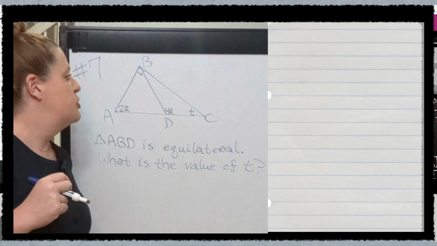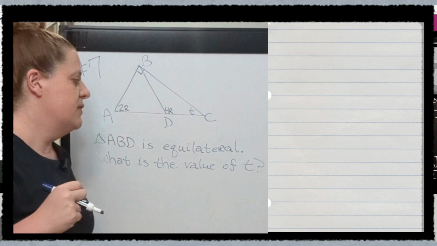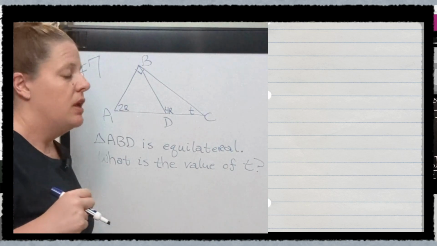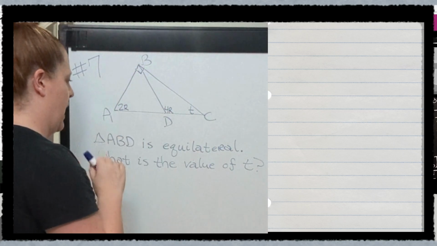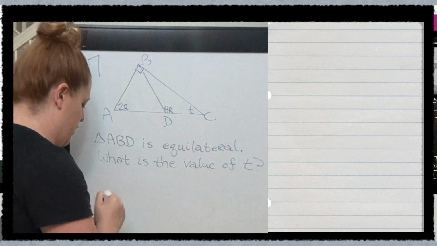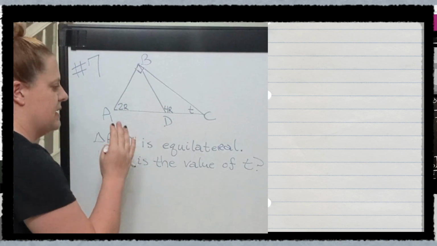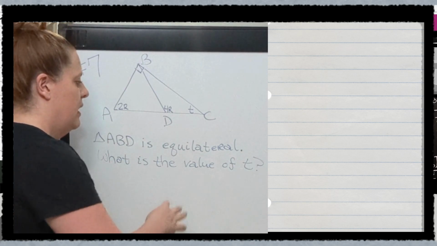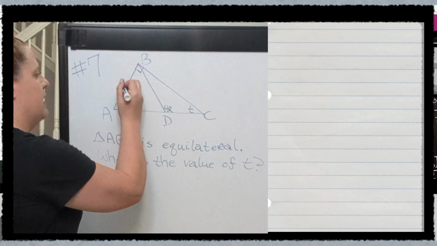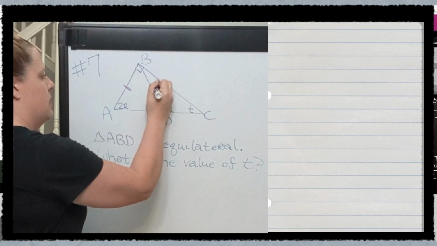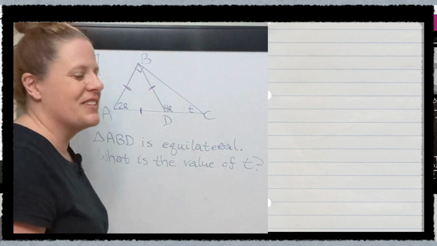Number 7, triangle ABD is equilateral. What is the value of t? So let's look up at our triangle. ABD is equilateral. Our value for t is way over here. So let's figure this one out. Well, ABD is equilateral. What does that mean? Equi is equal, lateral sides. So all sides on A, B, and D are equal. Okay, they're all the same length.